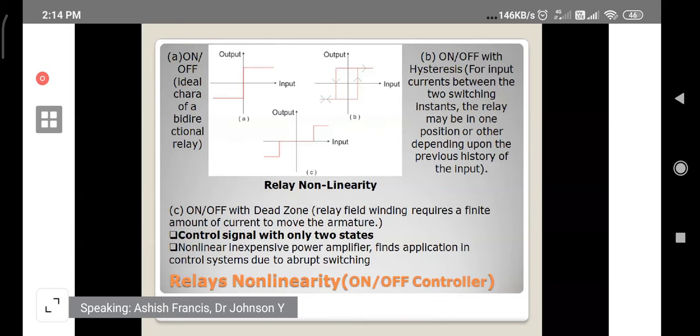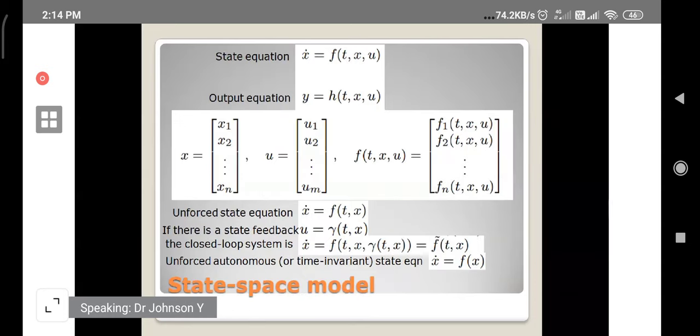Okay, but then we can go to the state space model of the system. Before studying nonlinear systems, we should understand what the state space model is.